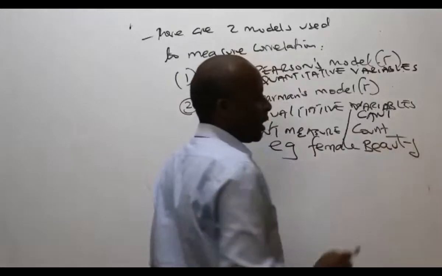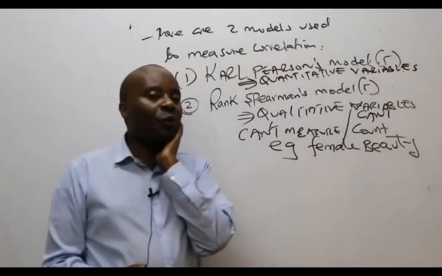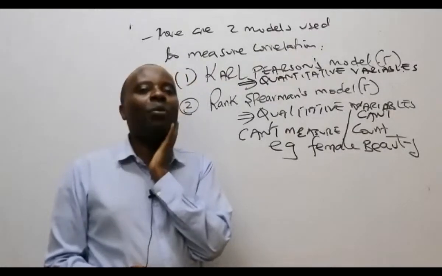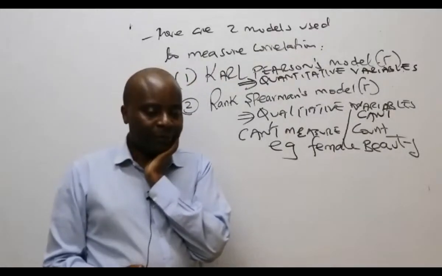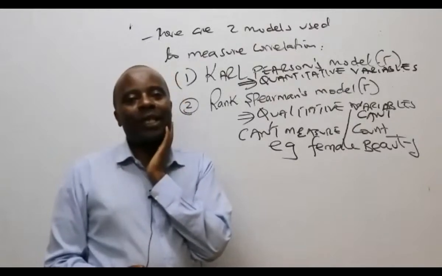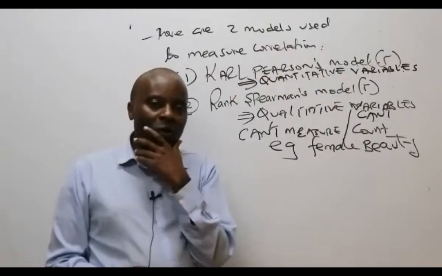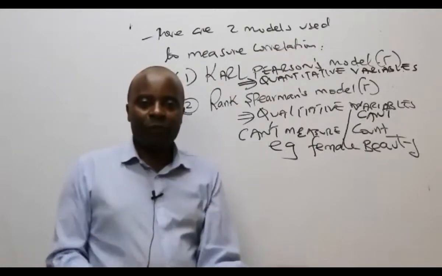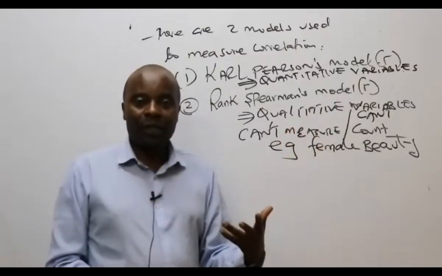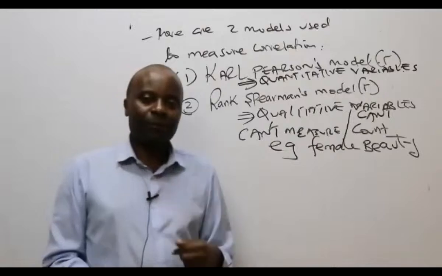A very good example of a qualitative variable, ladies and gentlemen, is female beauty. There is no way you'll be able to measure how beautiful a lady is. That's an impossibility. So you can't start telling us that your wife is 90% beautiful. This is a qualitative variable, and all qualitative variables are subjective. What you see to be beautiful may not be beautiful to someone else.